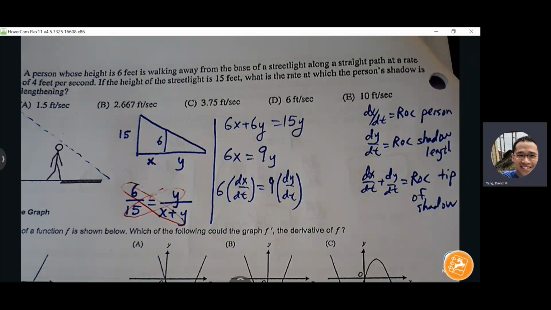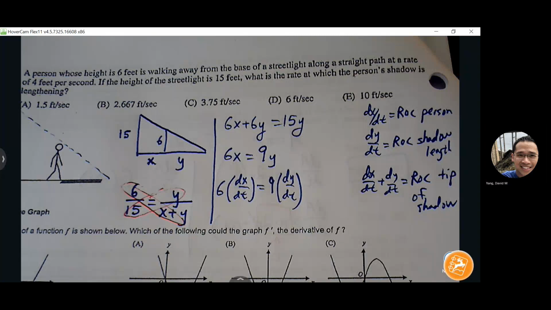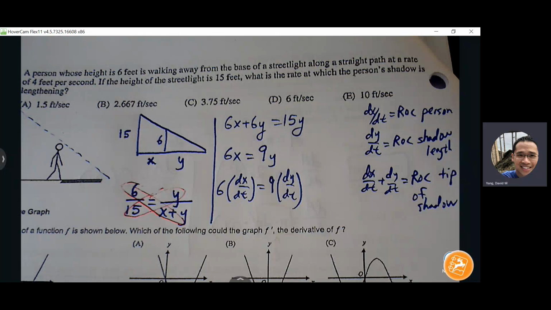Okay. So it says, what is the rate at which the person's shadow is lengthening? So ultimately, we're looking for which variable? Yeah, we're looking for dy dt. What can we put in for dx dt? How do we know whether the dx dt should be positive or negative?